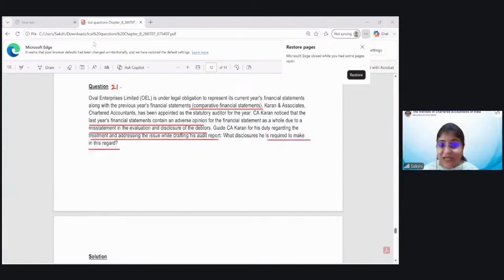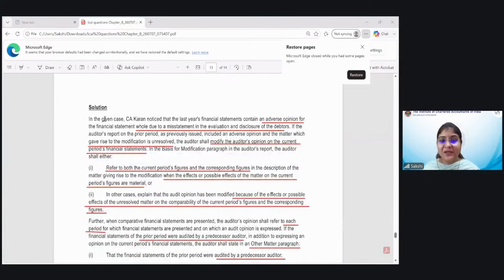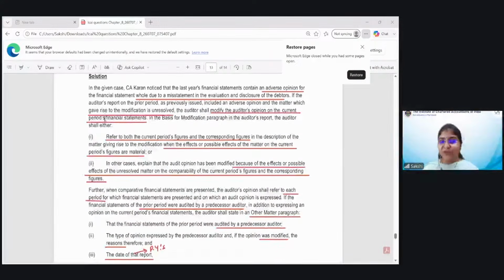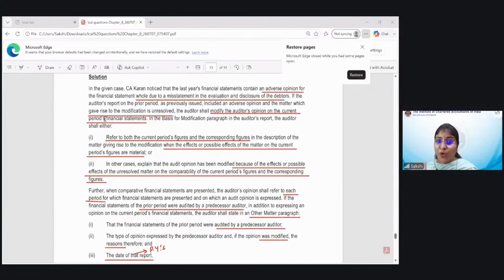See, if last year was adverse, he has to modify the current period's financial statements. Do you remember this or not? This roadmap should be clear. This answer should be clear. Now you will proceed with explaining the content. See, in the given case, CA Karan noticed that last year's financial statements contain an adverse opinion on the financial statements due to misstatement in the evaluation and disclosure of the debtors. Repeating the question.